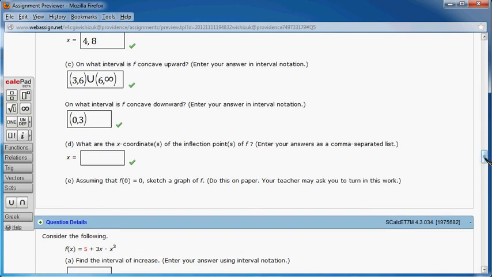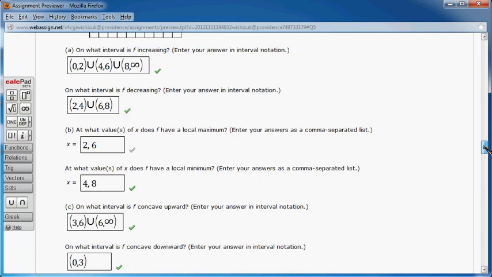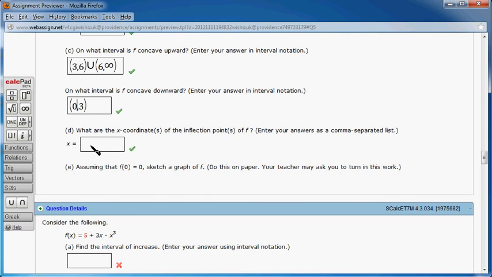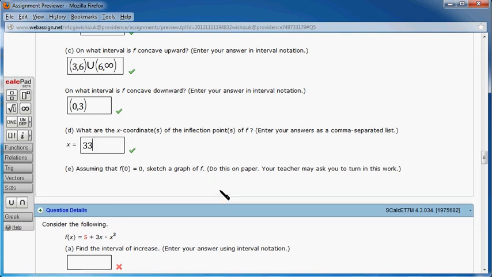All right, and part D, what are the x coordinates of the inflection points of f? For an inflection point, we have to look for a concavity change. It's decreasing, so it's concave down, and then increasing, so it's got to be at 3. At 6, it's increasing on both sides, there's no concavity change, so only at 3. Just 1, right?